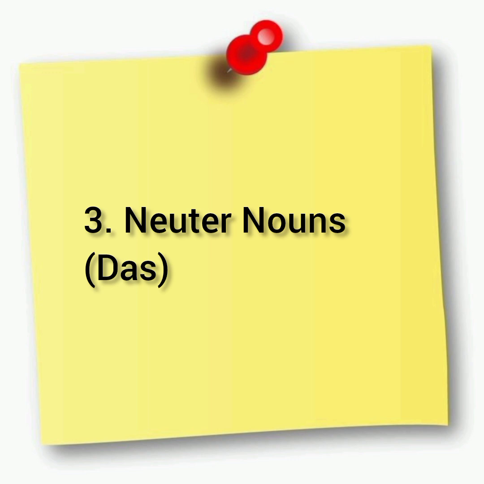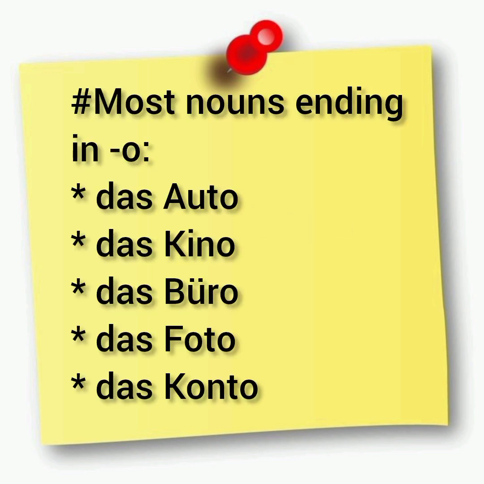Neuter nouns. Now, for neuter nouns, the following rules apply. Number one, nouns that you'll see ending in O. Most nouns in German ending in O are normally neuter. Like for example, I have das Auto, das Kino. Auto is car, Kino is cinema. Das Büro, Büro is office, das Foto, which is now a photo.